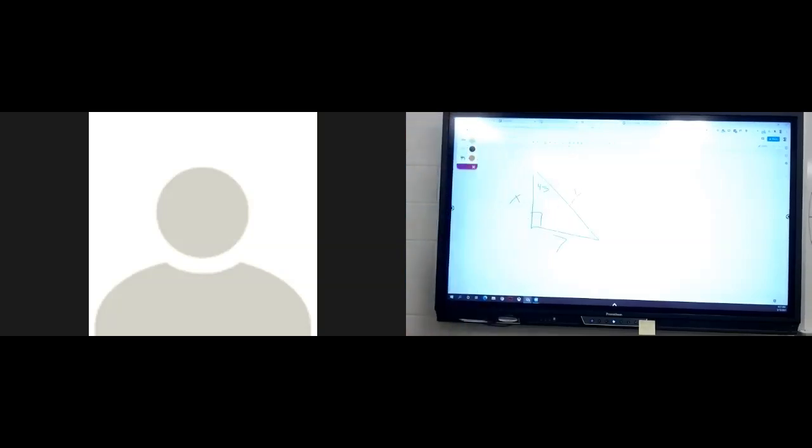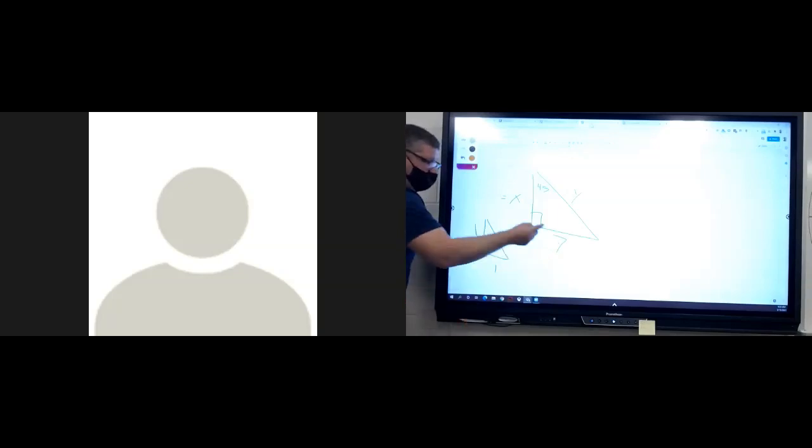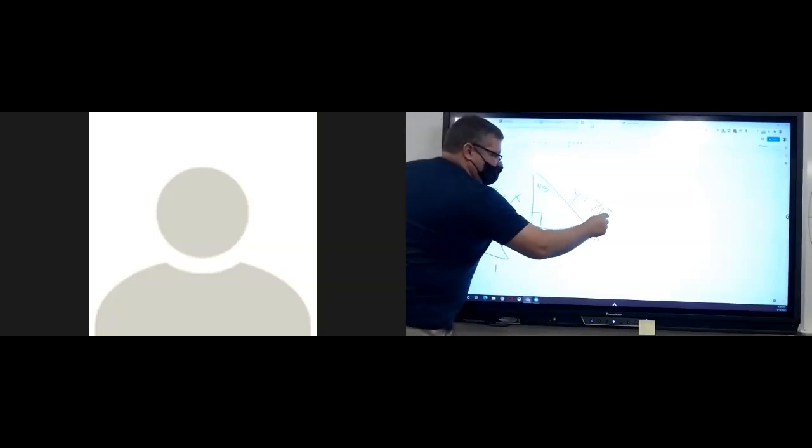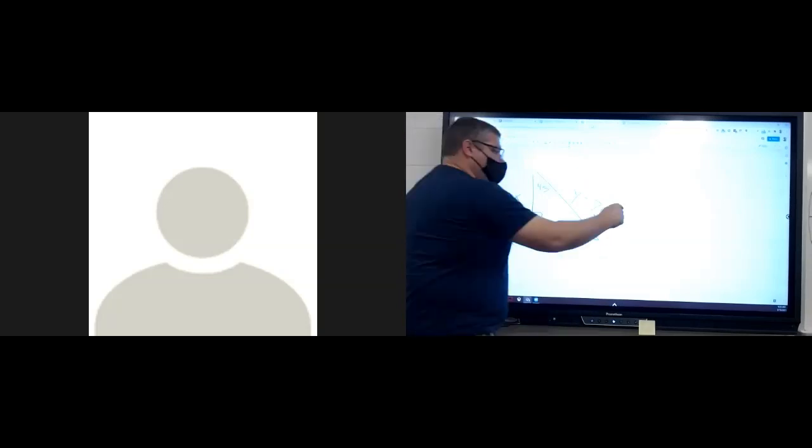What's X? It is 1 root 2. Does everybody agree? So if this is 7, how big is this? 7 root 2. 7 with a root 2 behind it. Does everybody agree with that? All right.